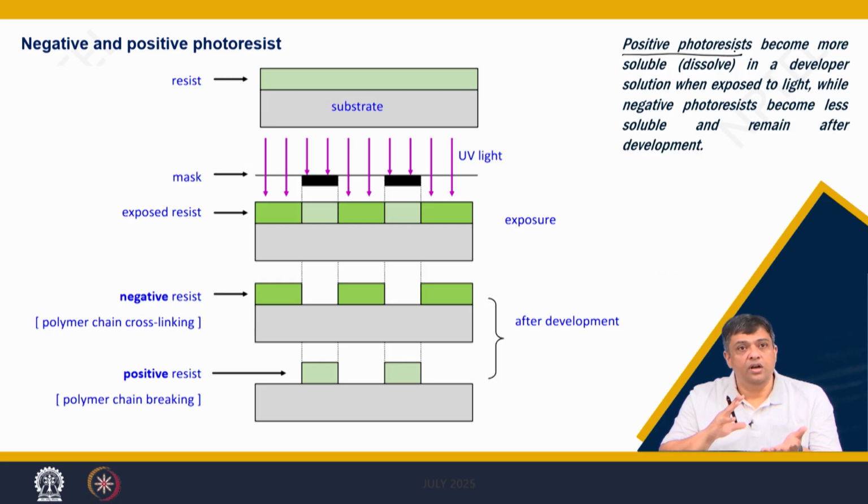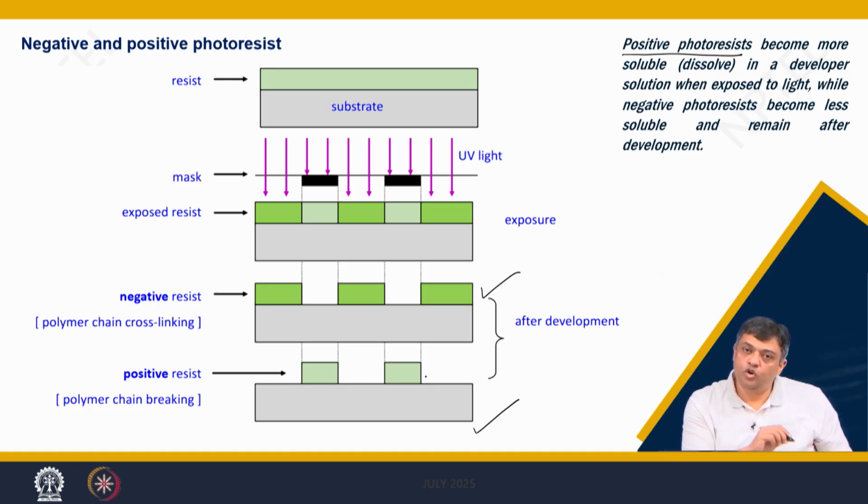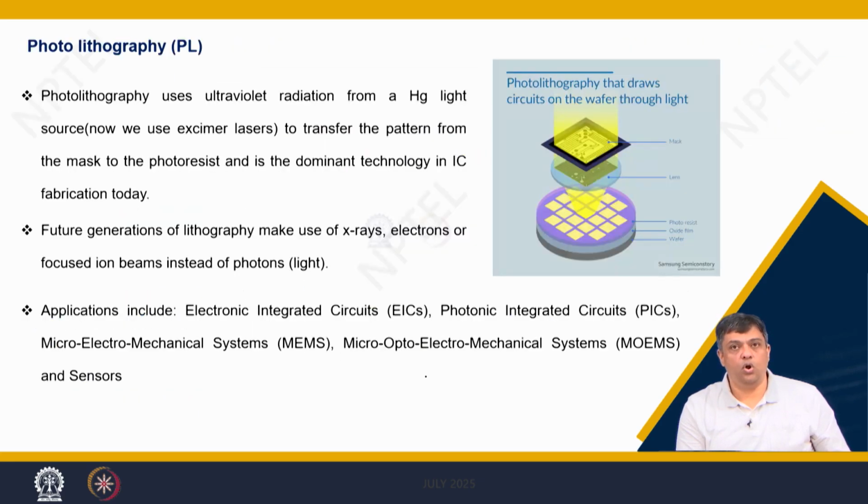So, if you use positive photoresist, then the patterns which you will get would be just the opposite to what you will get by using negative photoresist. One is becoming hardened, the other is becoming more soluble, and therefore, when you use a developer, the regions which will be removed from the resist would be just the opposite, and therefore, the patterns which you will get would be different in the different types of resist.